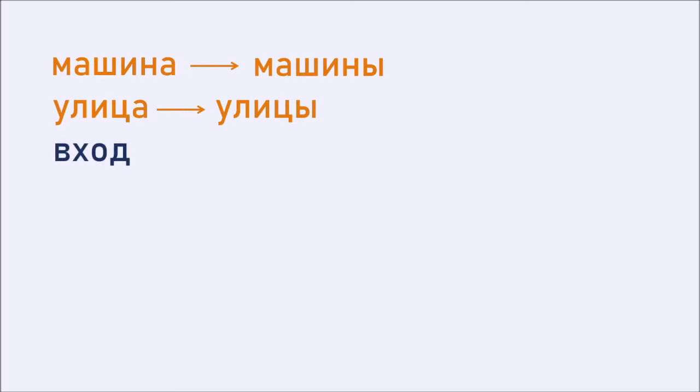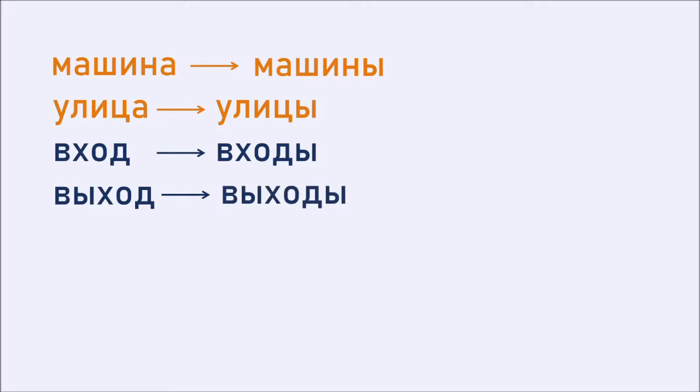What about this word? Вход. We learned this in lesson 30. It means an entrance. The plural would actually be входы. So the rule is the same. We just add on the letter ы. The thing that changes here is the stress. So it was вход. Now it's входы. Okay? With the word выход, it becomes выходы. So the stress remains the same. And again, these are just exceptions. I can't give you a concrete rule as to stress and when it changes and when it doesn't.